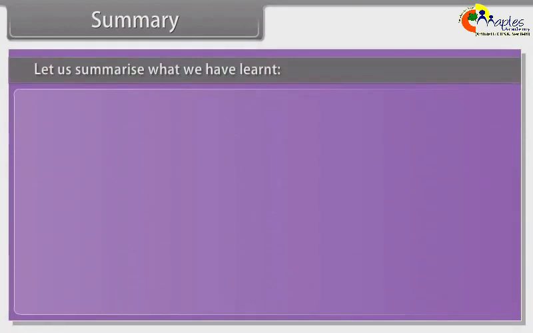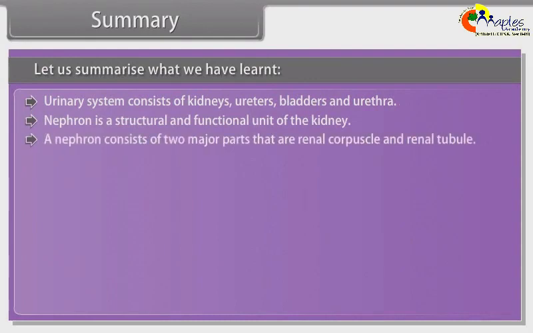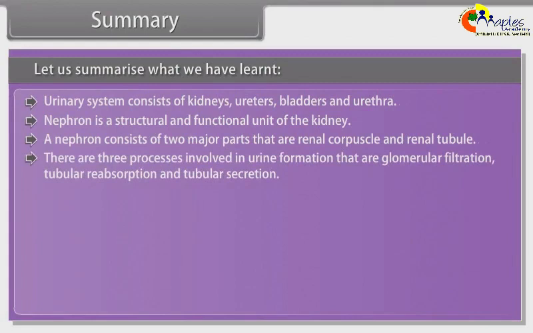Summary. Let us summarize what we have learned. The urinary system consists of kidneys, ureters, bladder and urethra. Nephron is the structural and functional unit of the kidney. A nephron consists of 2 major parts, that are the renal corpuscle and renal tubule. There are 3 processes involved in urine formation, that are glomerular filtration, tubular reabsorption and tubular secretion.